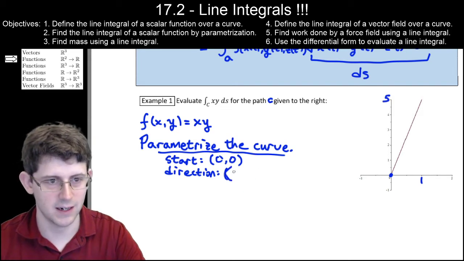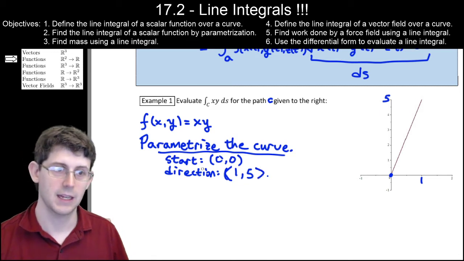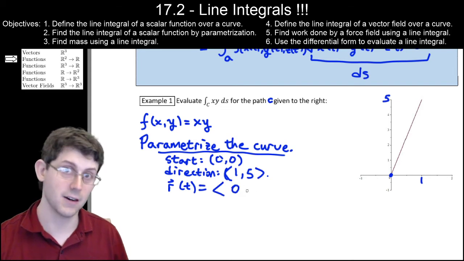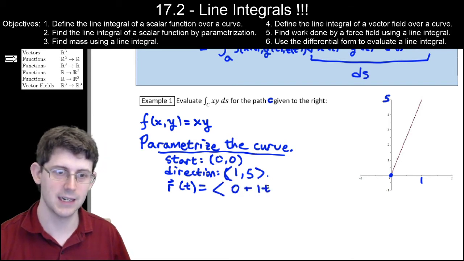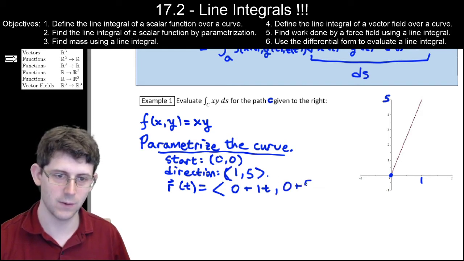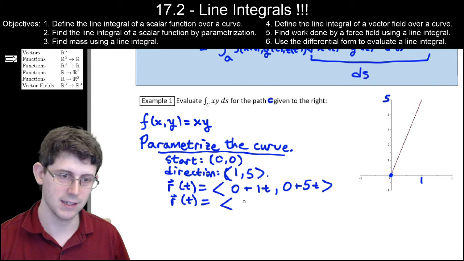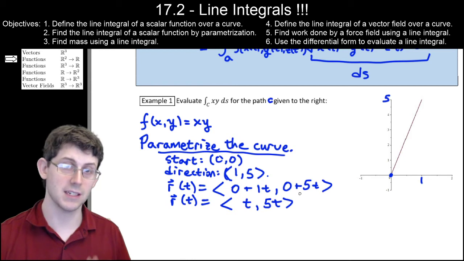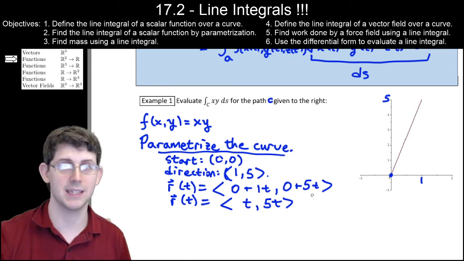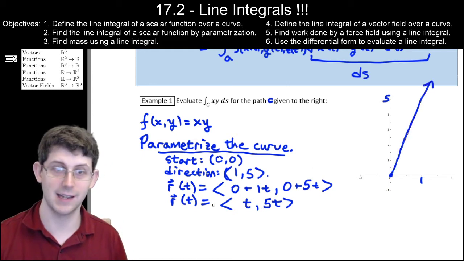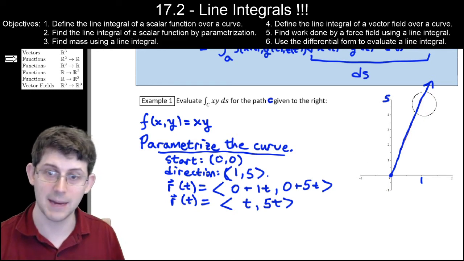The direction is a vector: over 1, up 5. And then the parameterization is, in the x slot, the starting point plus how fast you're moving to the right times t, and the starting point in the y direction plus how fast you're moving in the y direction times t. So r of t, this is my parameterization, is (t, 5t). A parameterization also comes with a starting time and an ending time. That's important because otherwise this line segment will just go forever and it's a line. You need a starting and stopping point for t.